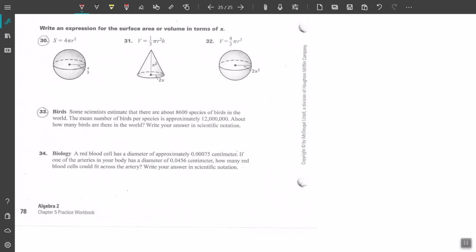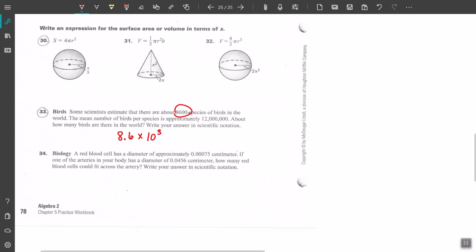All right, in 33, they tell us we have 8,600 species of birds in the world. The mean number of birds per species is approximately 12 million. They want to know how many birds there are in the world, and they want our answer in scientific notation. So the easiest way to do this is to go ahead and write each of these numbers in scientific notation just from the very beginning.